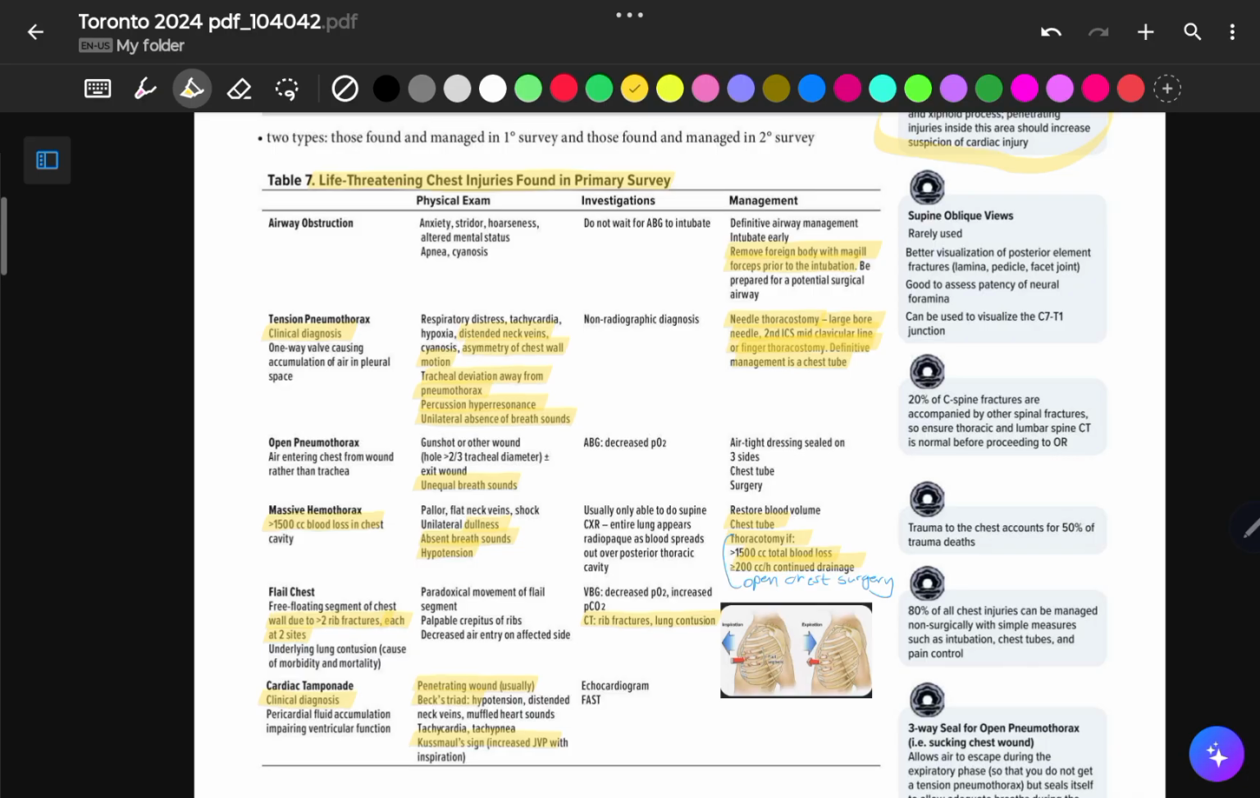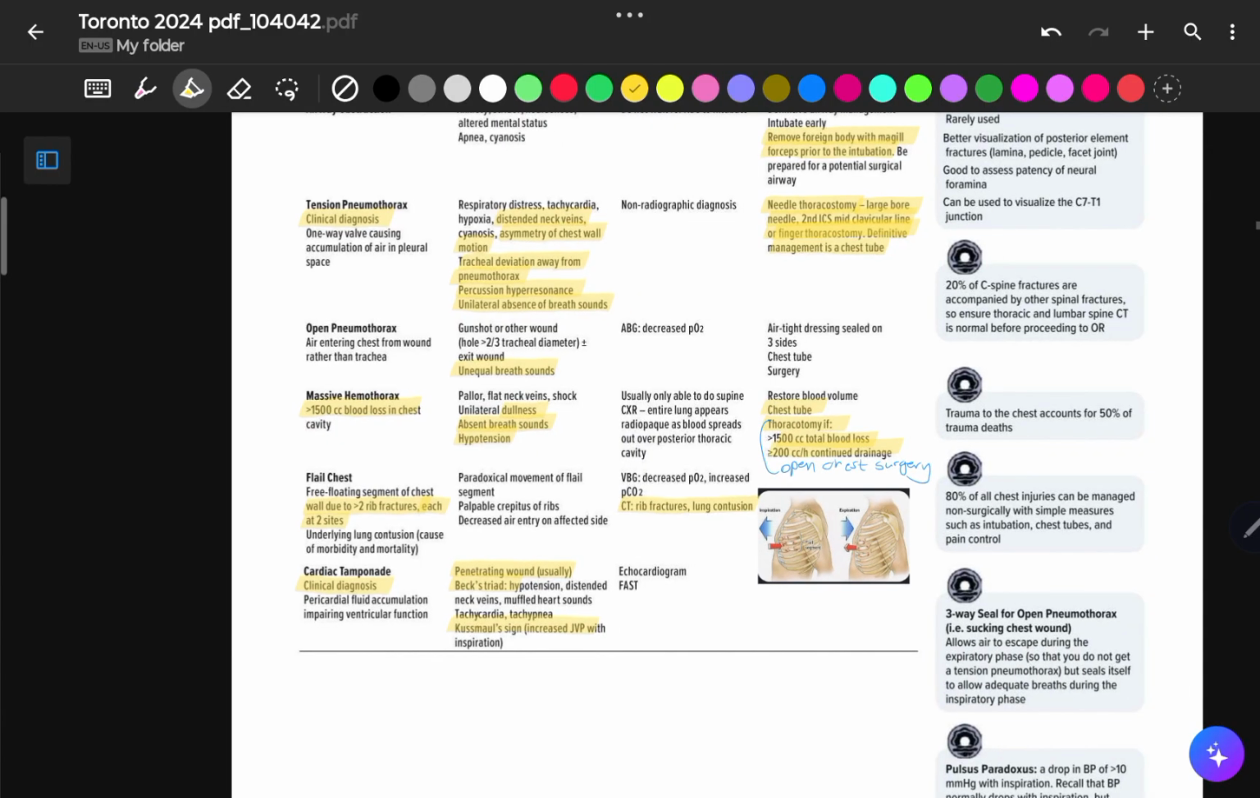You apply an airtight dressing, sealed on. Basically, you look at the size of the wound, and then you come up with a square-shaped dressing, and you seal 3 sides of this square and leave one side unsealed. Okay, that's basically how you manage an open pneumothorax.